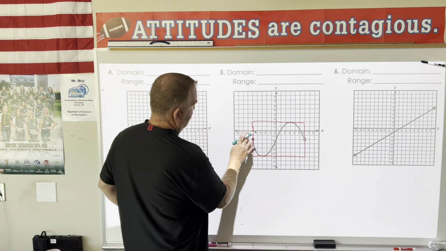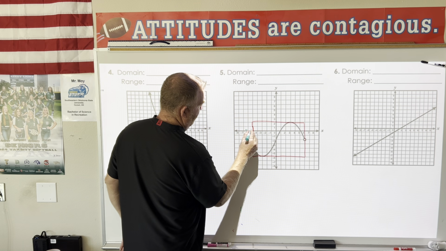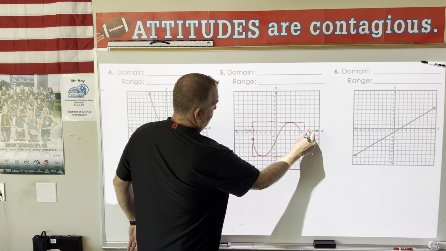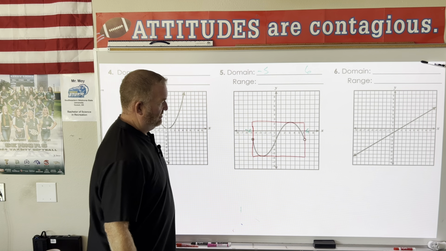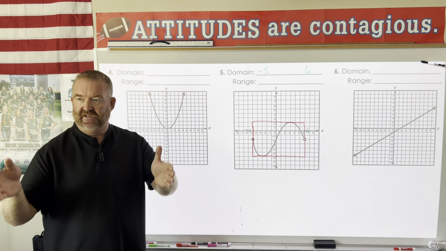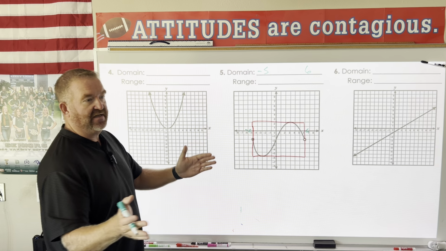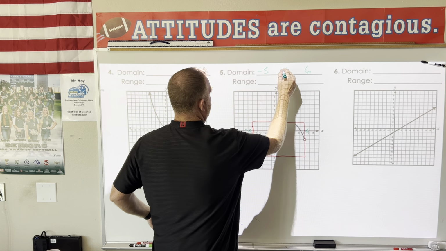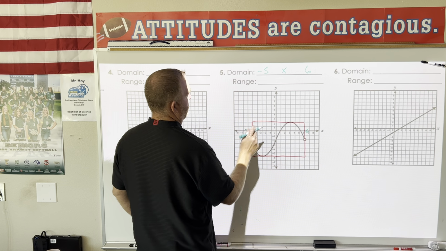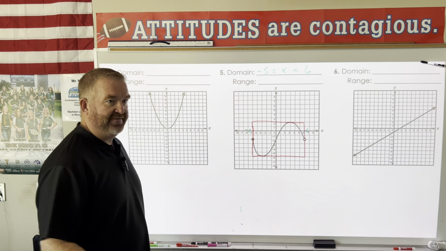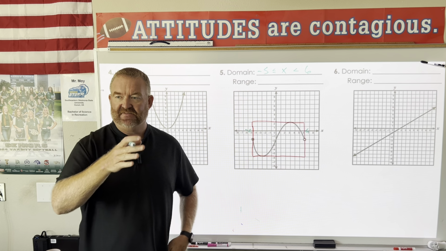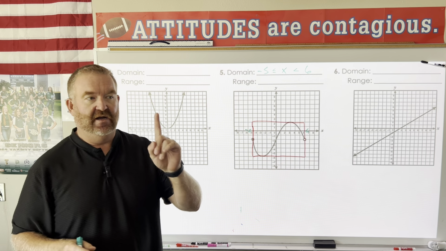What's the left side? What number is that? -5. What's the right side? +6. So here we go, -5, +6. You can clearly see your box. So we have X. This is what kind of dot? Closed. What's the other one? Open. Okay, everybody's good. Left to right, it goes from -5 to +6. Correct? All right, let's look at the bottom.